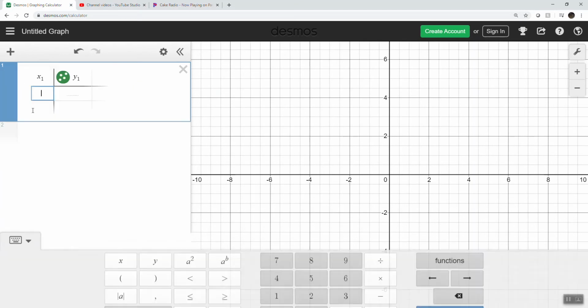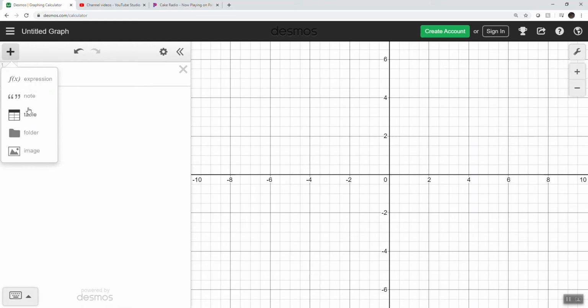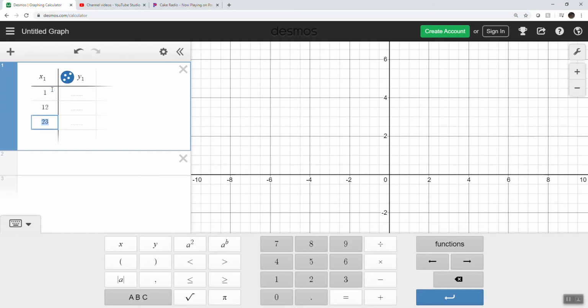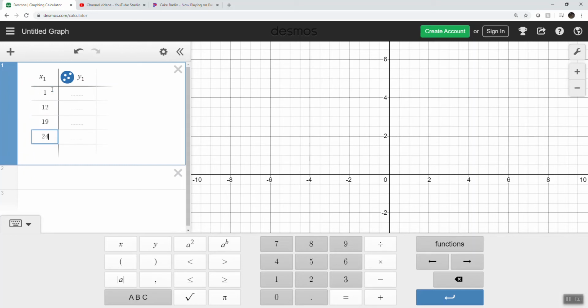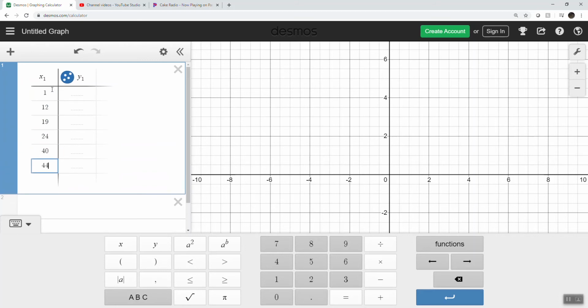And we're going to create a table. Notice I hit the plus sign in the left corner and created a table. We're not using X's here. We're using T's. We're using X1s. So 1, 12, 19, 24. Put in these values, and then put in your Y values. So I'm just typing the number in and hitting enter.